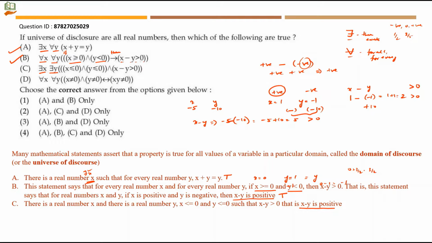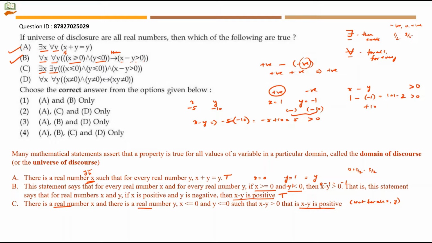Now they are saying there is a real number X and real number Y. It means it is not applicable for all X. Not for all X and not for all Y. It is for any number. So here I can say X has a value of minus 5 and Y has a value of minus 10. At least one value is there.